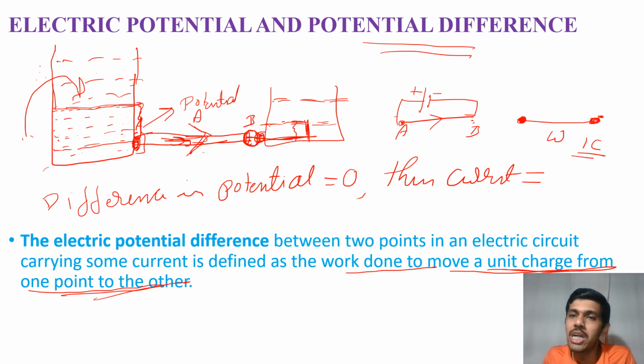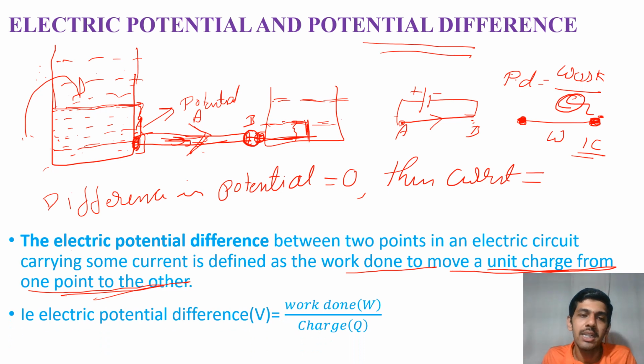Then the potential difference between these 2 points, PD, is equal to the work done per unit charge. The charge is represented by the letter Q. So the electric potential difference V is equal to work done W divided by the charge Q. That is the definition of potential difference.